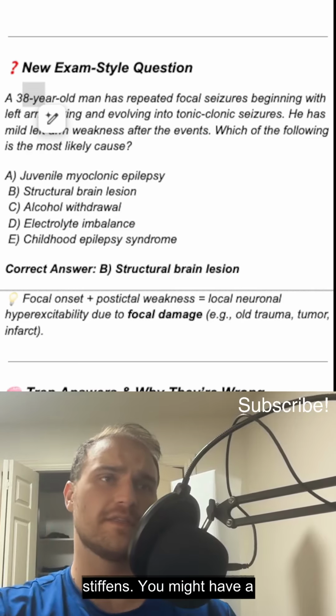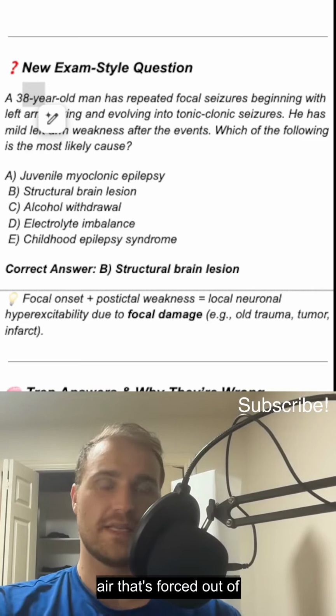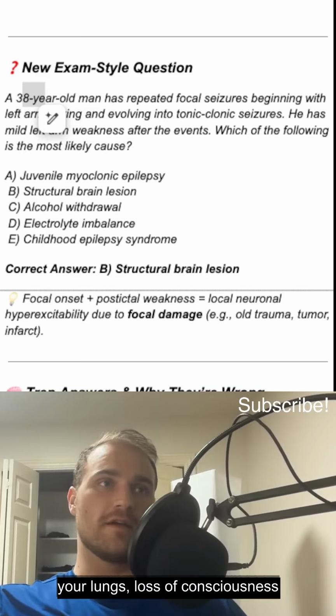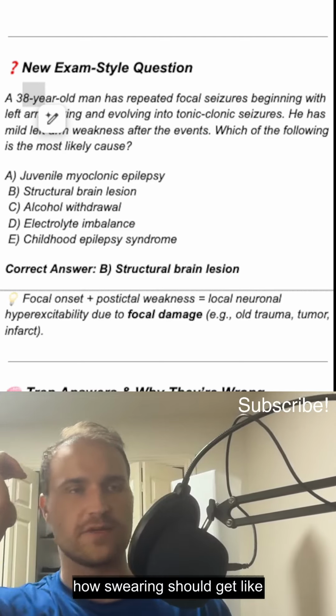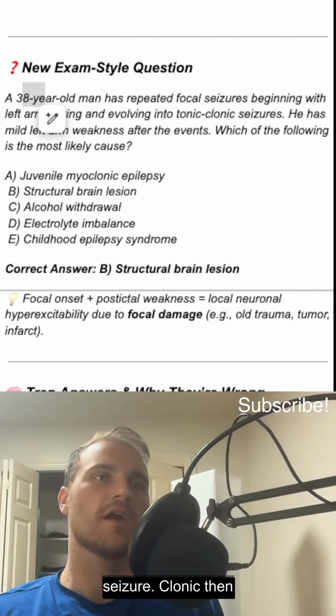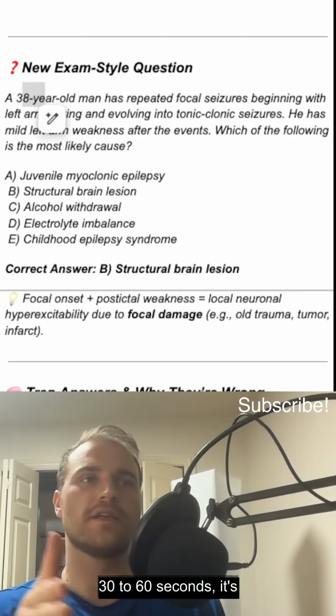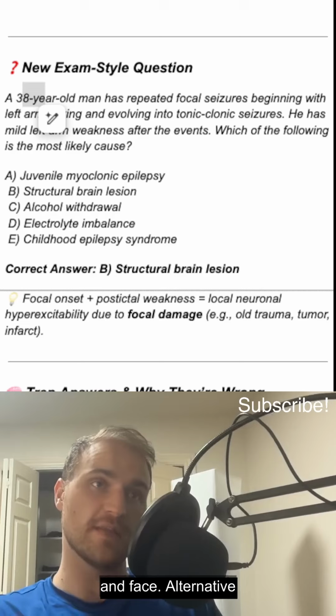He just muscle stiffens. You might have a crying sound due to the air that's forced out of your lungs, and loss of consciousness as well. Patients can fall rigidly. Think of that episode of House where she has this tonic phase of a seizure. The clonic phase is 30 to 60 seconds of rhythmic jerking of the limbs and the face.